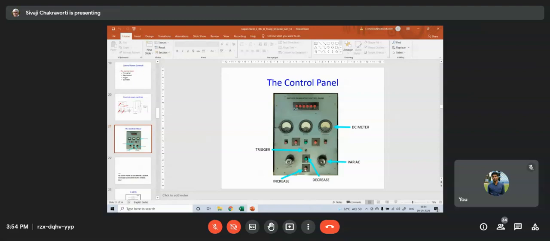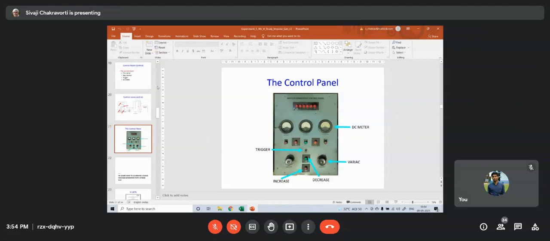And these two buttons, increase and decrease, are not for voltage, this is for gap. Increase the gap and decrease the gap. By the way, this gap is increased or decreased by a motorized action, because we can't do it manually. It has to be a motorized action. So we have that motorized system.